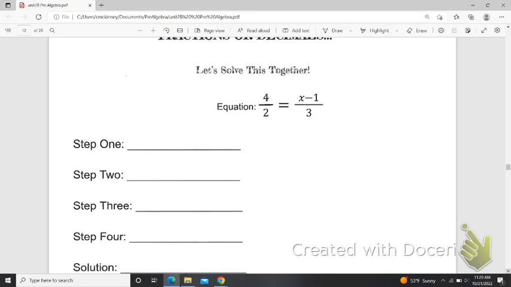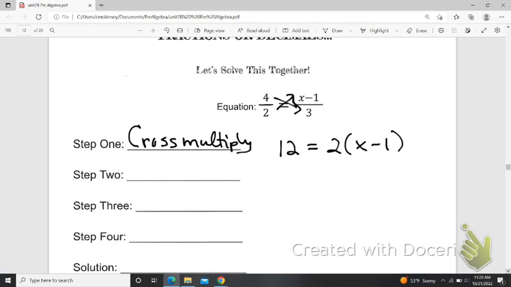So let's take a look at this one. Step 1 is that we're going to cross multiply, which should be our go-to anytime I see a proportion. So in this case, that's 4 times 3 is 12, is equal to 2 times x minus 1. So I need the 2 to be multiplied times that entire x minus 1. So that's why I've placed it in parentheses, because remember the fraction bar is a grouping symbol.